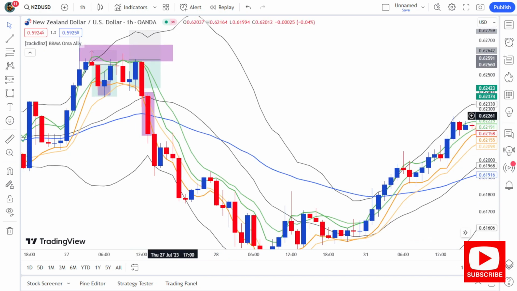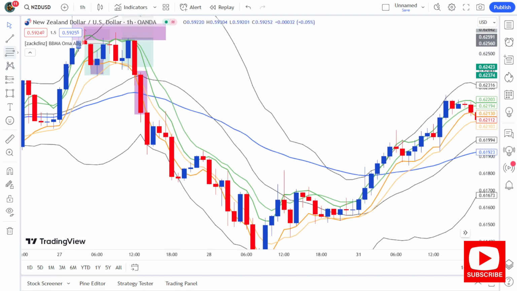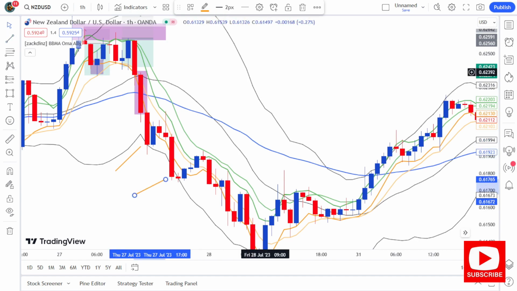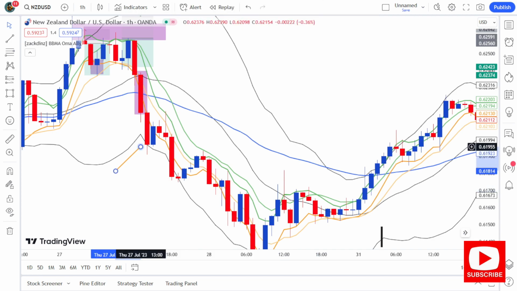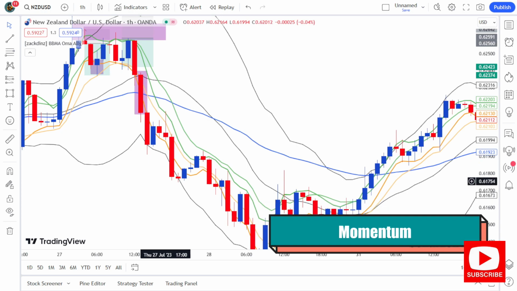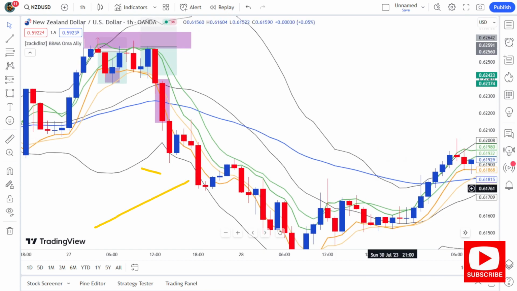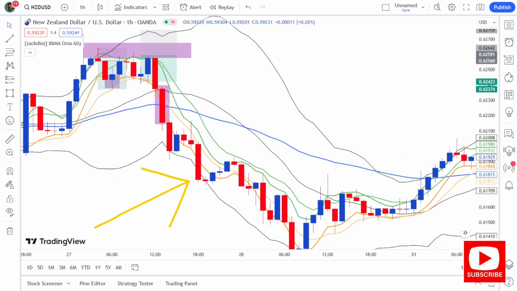price usually makes a retracement or creates a momentum. And as we can see, price made momentum sell right here. These zones showed that price closed below the lower Bollinger Band. Now momentum sell is when a candlestick closes below the lower Bollinger Band.